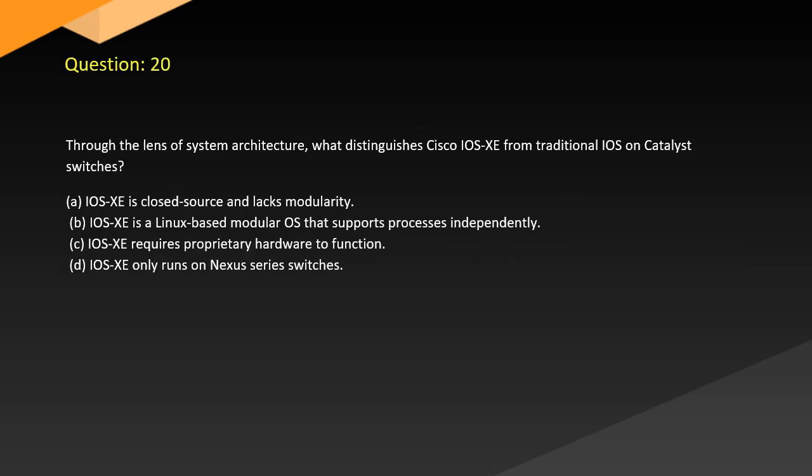Question 20. Through the lens of system architecture, what distinguishes Cisco IOS XE from traditional IOS on Catalyst switches? A. IOS XE is closed source and lacks modularity. B. IOS XE is a Linux-based modular OS that supports processes independently. C. IOS XE requires proprietary hardware to function. D. IOS XE only runs on Nexus series switches.